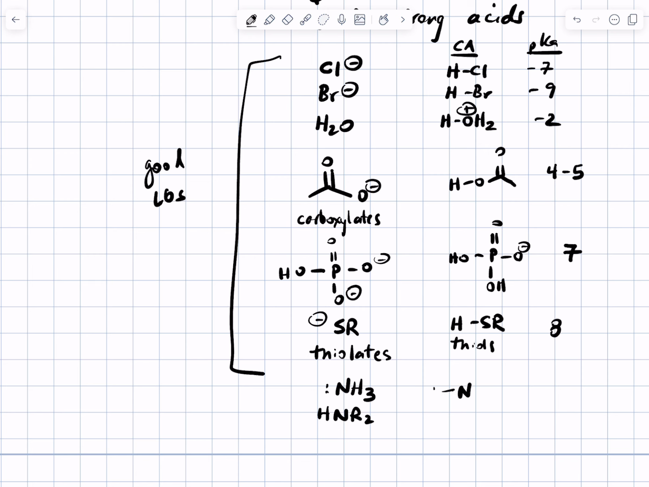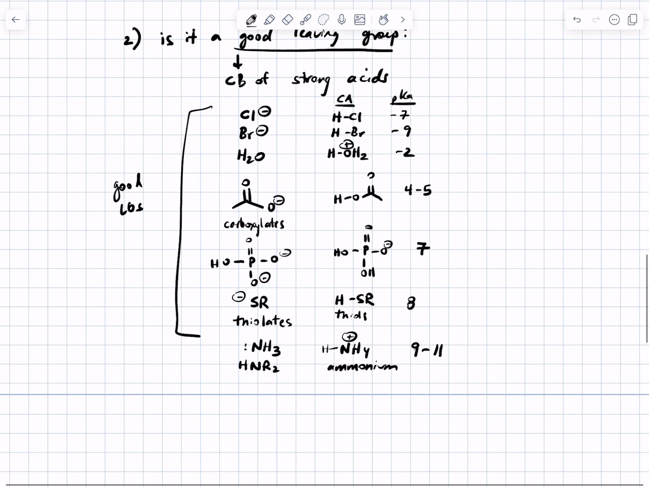Their conjugate acids are ammonium. I'm not being complete here. You'll have to draw the other conjugate acids if you wanted to. Ammonium ions have pKa's in the range of 9 to 11, and they can be good leaving groups too. You'll see all of these as potentially decent leaving groups. Also, you should be aware of leaving groups that are bad.